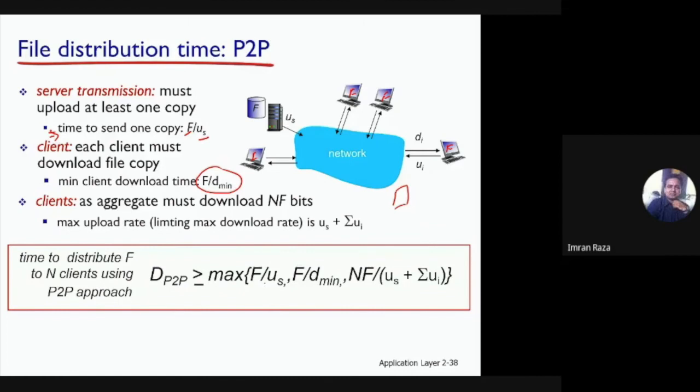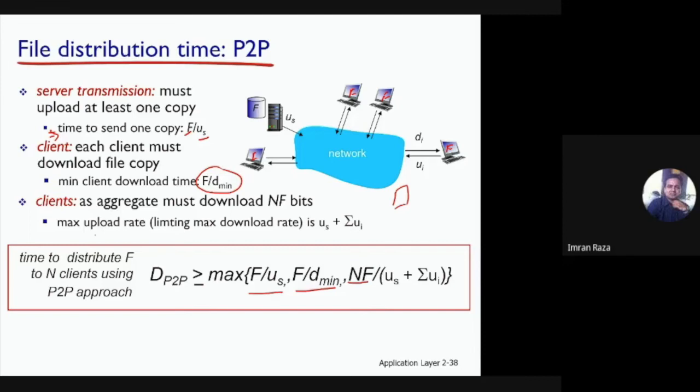I mean, what is this? This is the time to send a copy of the file by the server. This is the time to download a copy of the file by a client. And this is the time to download n copies of the file. And now see what is happening here.